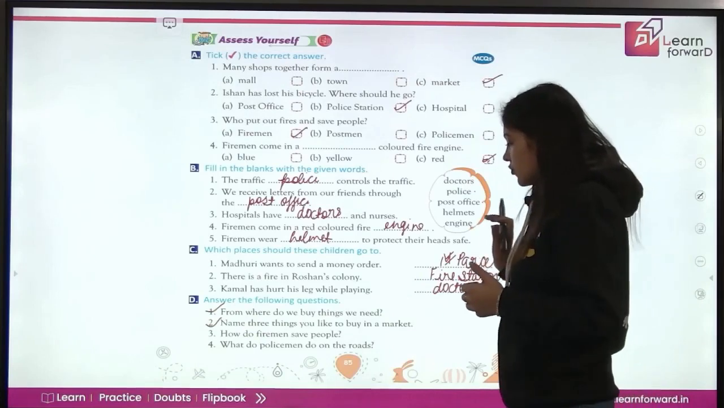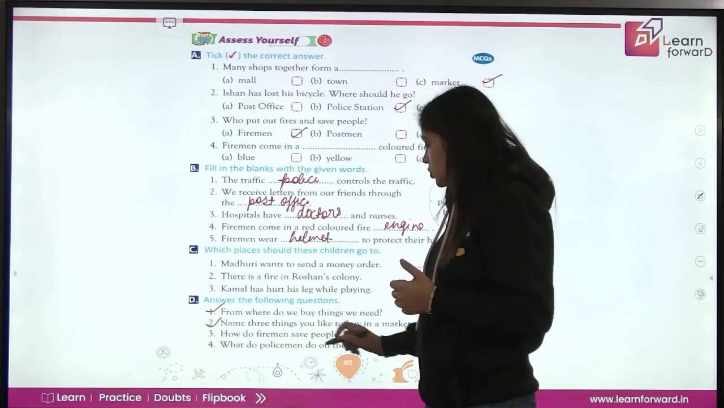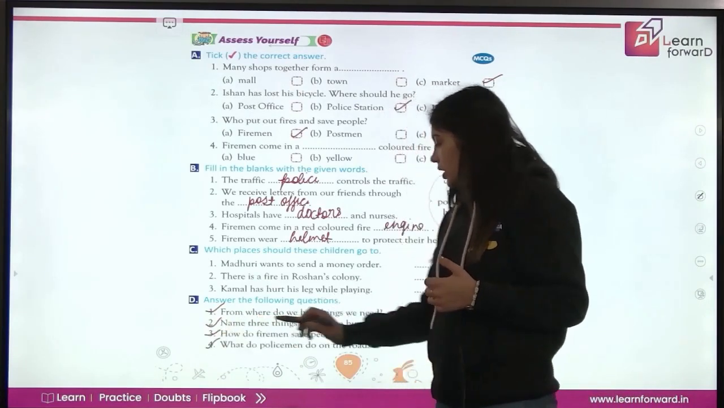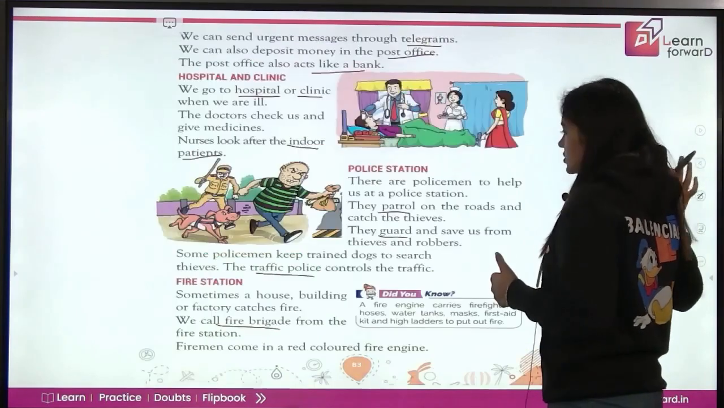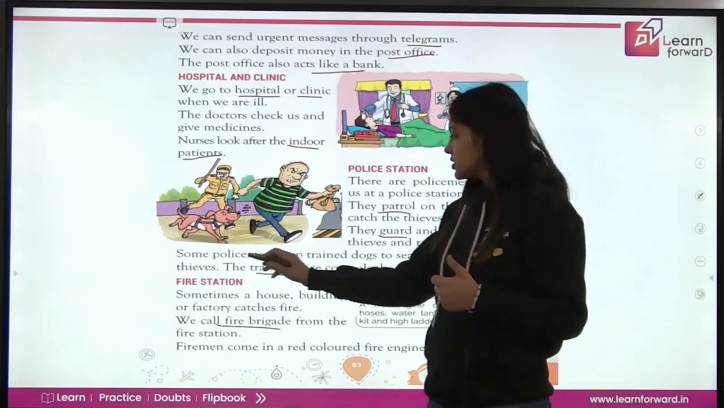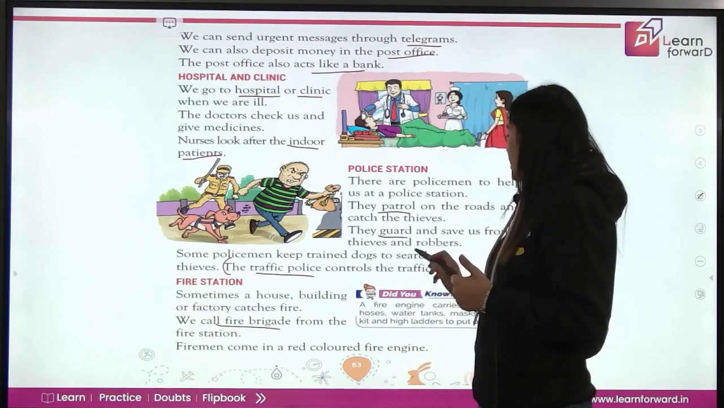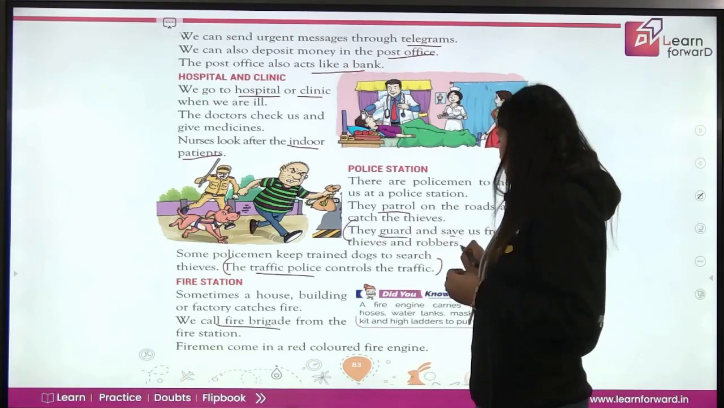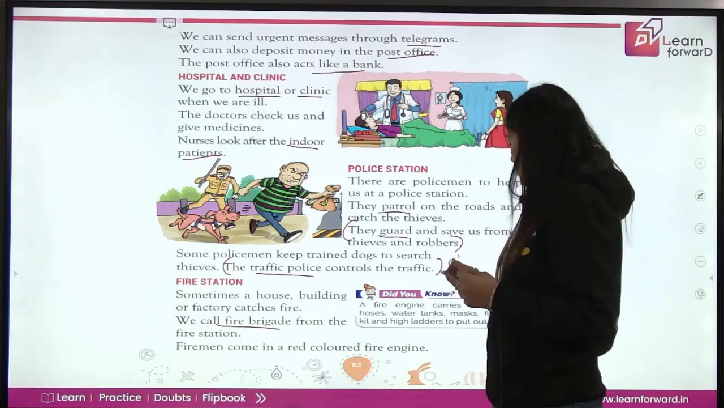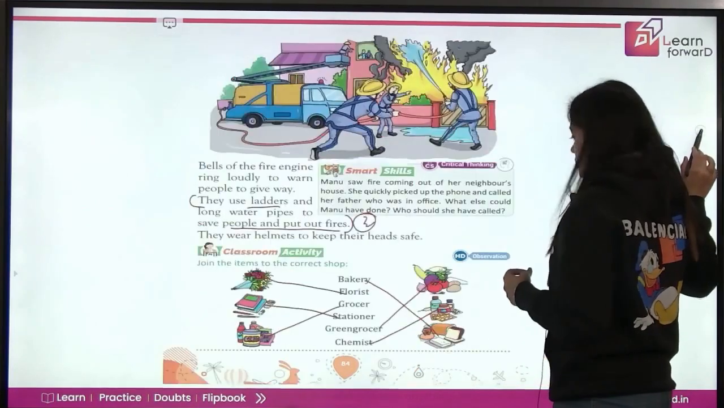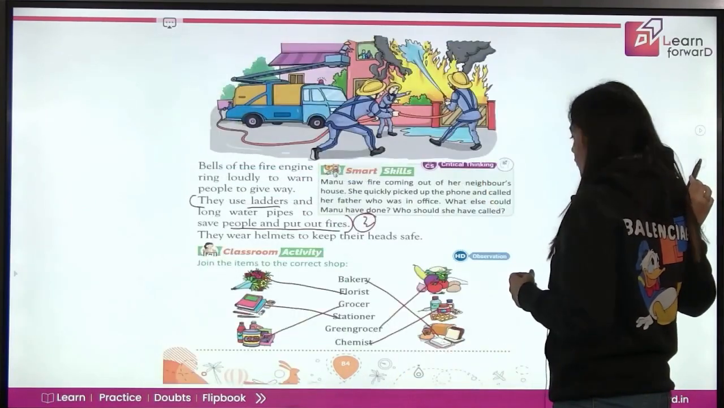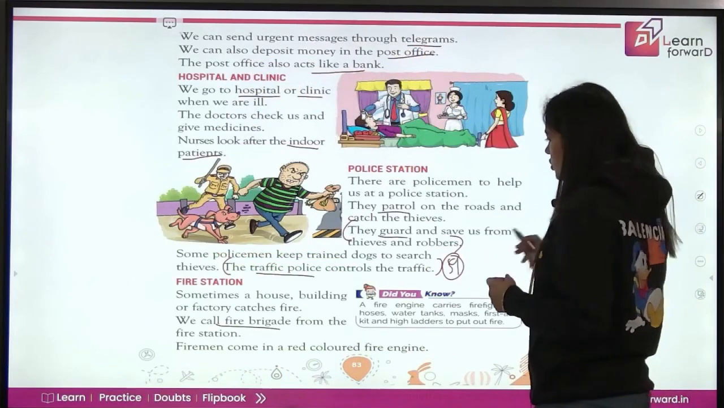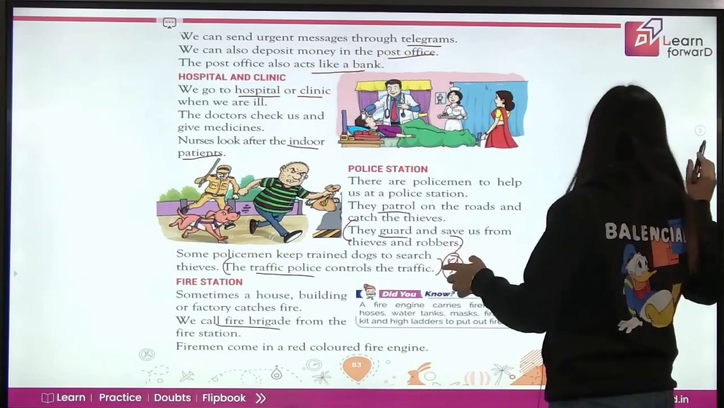Now question number 4. What do policemen do on the roads? The policeman controls the traffic. The traffic police controls the traffic on the road, and they also guard and save us from the robbers. So this is answer number 4. You can write these two points in answer number 4.